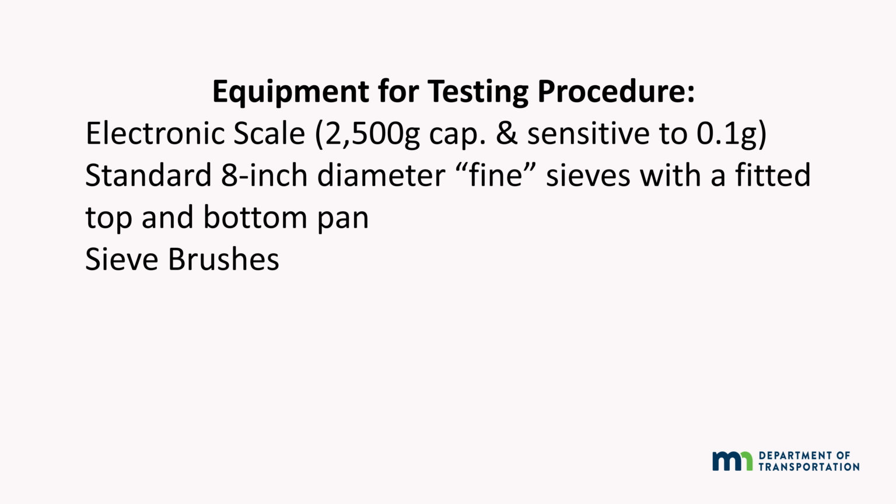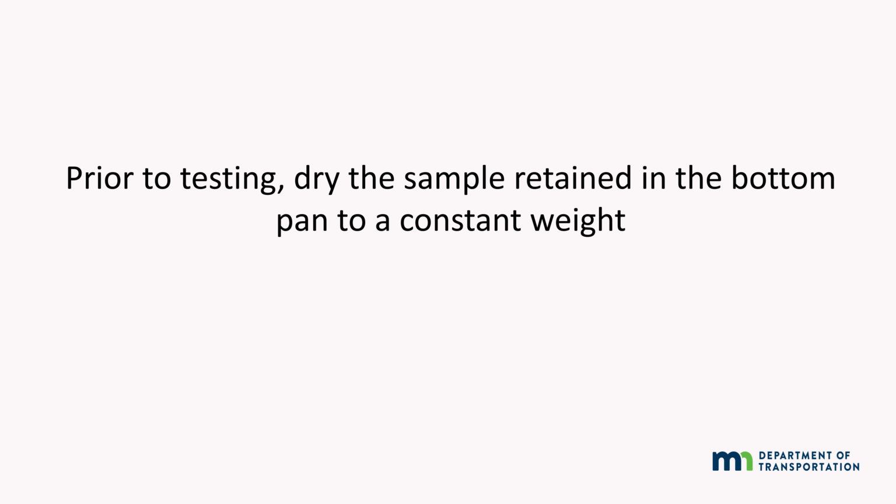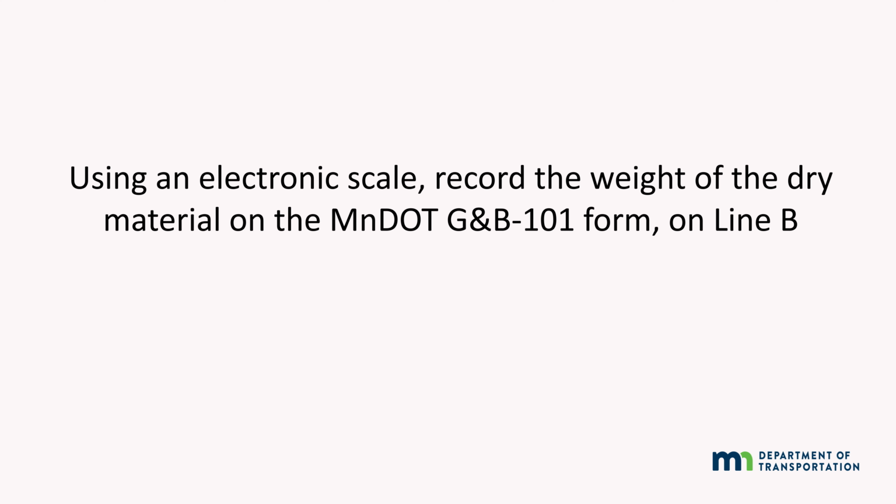Sieve brushes, used on the fine sieves, includes 1 bristle, sash brush is ideal, and 1 brass. Bowls, pans, and pail, stove or oven for drying, and a sieve shaker for fine sieves. Prior to testing the material, dry the sample to a constant weight. Using an electronic scale, record the weight of the dry material on the MnDOT GNB-101 form on line B.